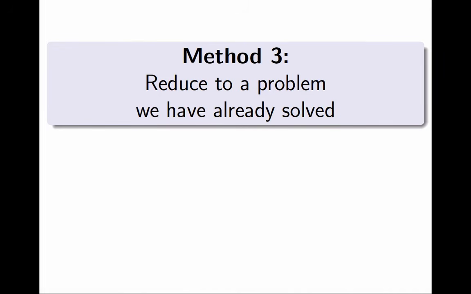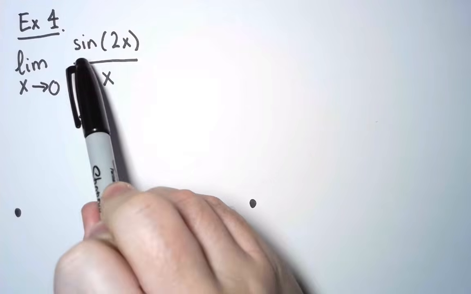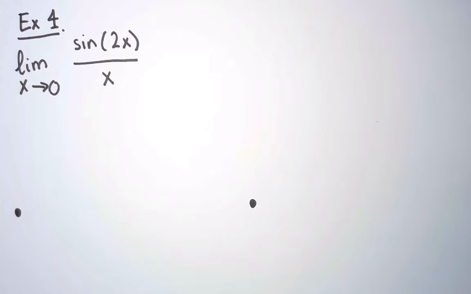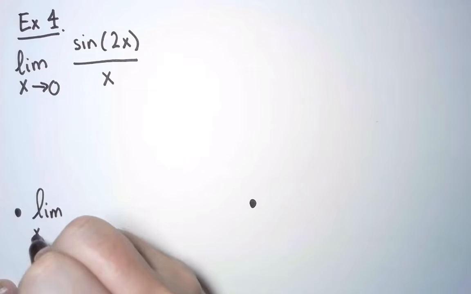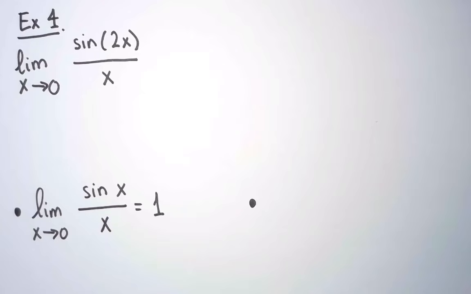The third method is to try to transform the limit into a different one that you have already solved. I will illustrate what this means with an example. It is a very specific one, but it will clarify what I mean. I want to compute the limit as x approaches 0 of sine of 2x over x. This limit reminds me of another one I know. I know that the limit as x approaches 0 of sine of x over x is 1. It's almost the same, but I have 2x as the argument of sine.